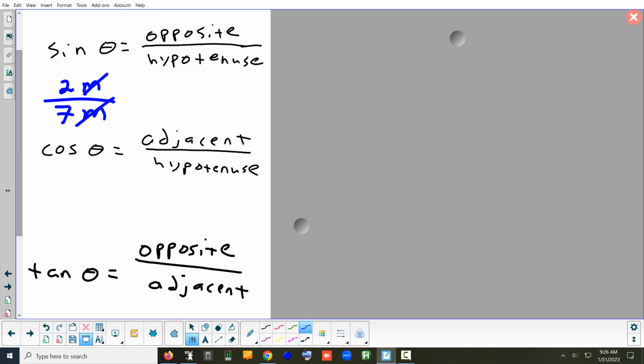So what that means is when we do a trig function, when we write an answer, it does not have a label. The label, whatever the lengths were, is gone. So the answer to like sine of an angle is just 2/7. 2/7 what? Nothing. Just 2/7. It has no label. No radians, no degrees, no meters. Just the number 2/7.